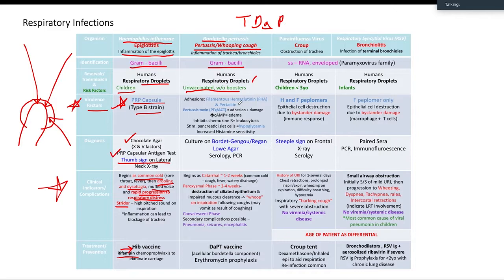Virulence factors, again, very important here. We have filamentous hemagglutinin and pertactin that help to grab onto the cells. We have pertussis toxin, which causes adhesion and damage, increases the cAMP levels, resulting in edema. Ultimately, what we will have here is a lot of inflammation in the respiratory system, which causes that whooping cough and a prolonged course.